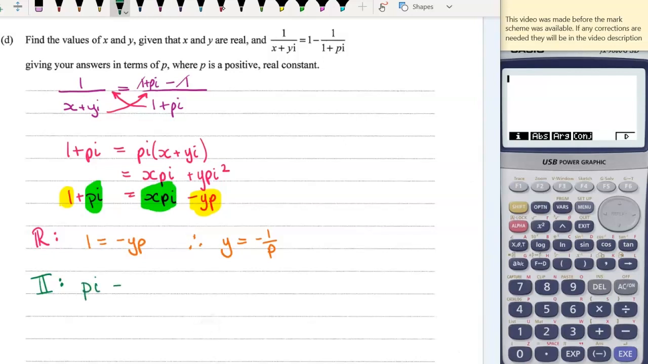So pi equals xpi. So p equals xp, or x equals p over p, which is 1.